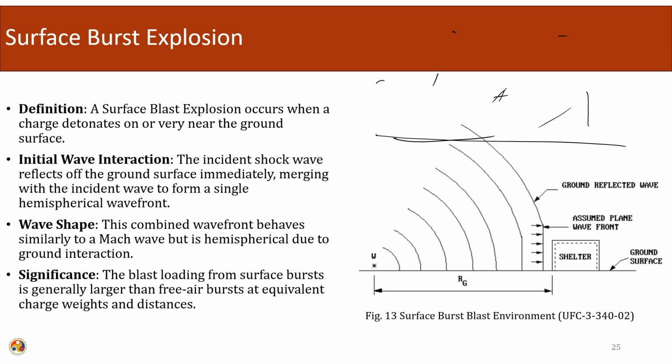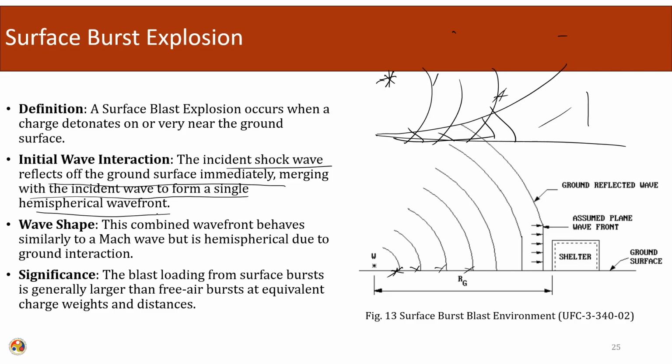The incident shock wave reflects off the ground surface immediately, merging with the incident wave to form a single hemispherical wave. Earlier, if the charge is located at a finite distance, there will be an incident wave and then a reflected wave, and this will form a Mach front. But here the incident shock wave will reflect off the ground immediately. So, the reflection will occur immediately. There is not much distinction between the reflected wave from the ground and the incident wave, and this will merge immediately with the incident wave to form a spherical wave front.